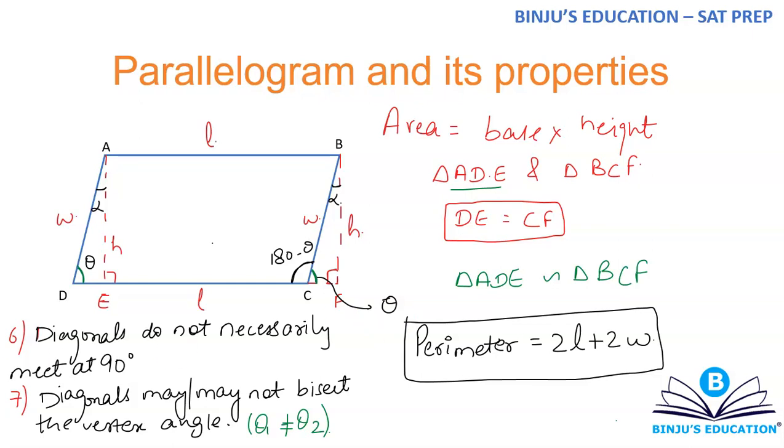Yeah, one more thing I almost forgot. In case of a parallelogram, it is not necessary for vertex angle to be 90 degrees. In case of a parallelogram, let me write it here, it is not necessary for vertex angle to be 90 degrees. It is not necessary for vertex angle to be 90 degrees.